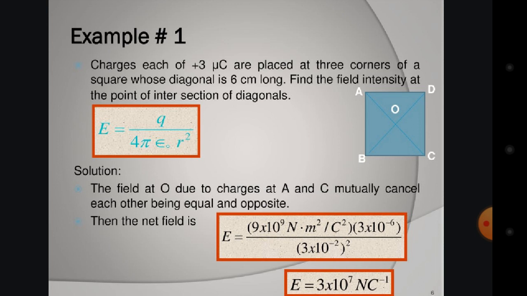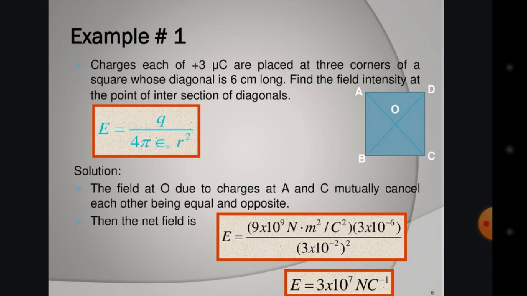So if we know our formula for calculating electric field intensity, it says E is equal to Q divided by 4 pi epsilon naught R squared. This is the formula for calculating the electric field intensity. Let's see the values. What are we given? We have our Q, a positive 3, but it is in micro coulomb. That is 3 times 10 to the power of minus 6, because it is micro coulomb.